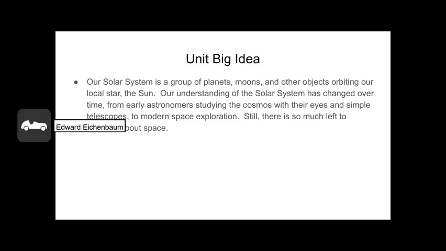Our solar system is a group of planets, moons, and other objects orbiting around our local star, the Sun. Our understanding of the solar system has changed much over time, from the early astronomers studying the cosmos with their eyes and simple telescopes to modern space exploration. Still, there is so much left to discover about space.